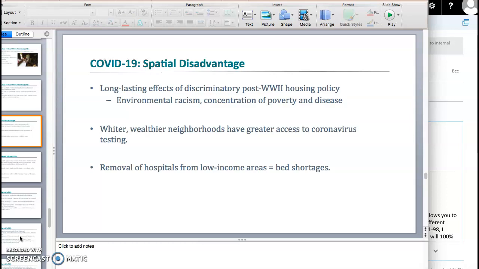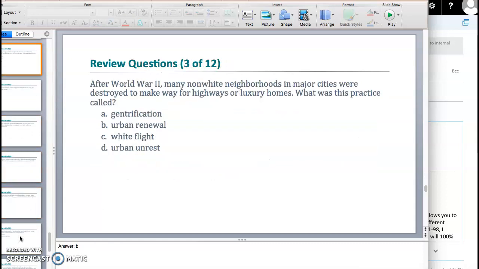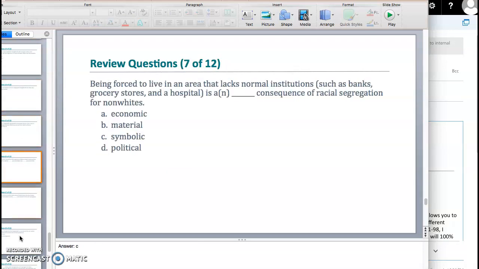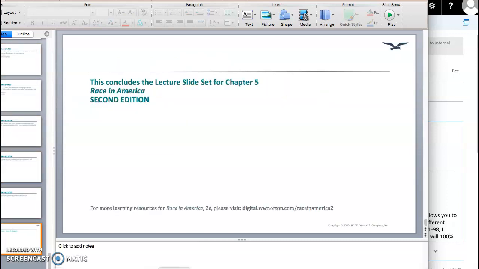And we're looking at COVID-19, and certain hospitals have no beds while others do. So this is very much today. There are some questions, and that's all. I will be doing this with each chapter. I started with chapter 5. So thank you.